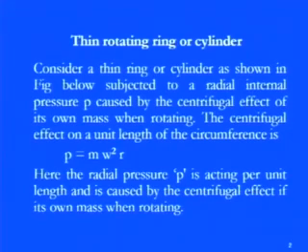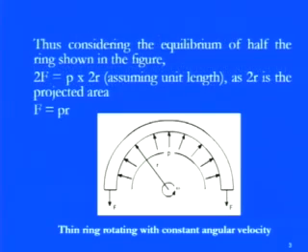So, the corresponding change is there, and it is caused by the centrifugal effect because it is rotating. If its own mass is having a rotation, and this rotation is at omega, that is the rotational speed, then we can simply calculate what the pressure will be, and the pressure is m omega square r.